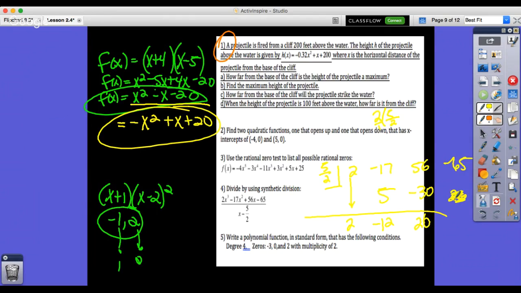And then so 26 times 5 is 65. Good. So we have a remainder of 0. Which tells me that 5/2 is a factor of that. Correct. So it's an x-intercept of that too. So my answer would be 2x squared minus 12x plus 26. Correct. Good. Okay, that's not bad at all.